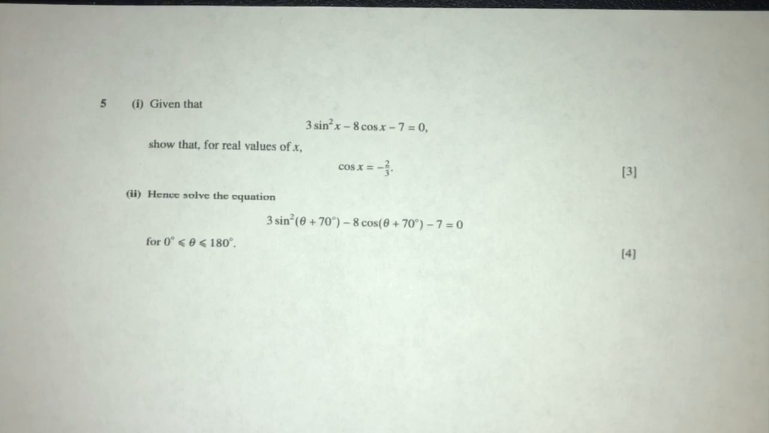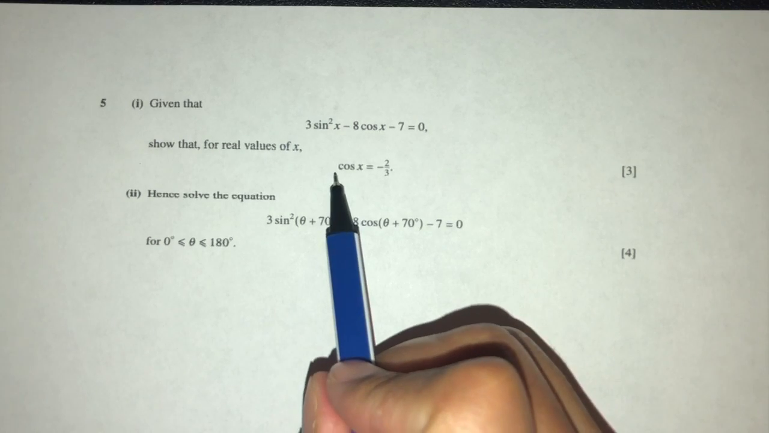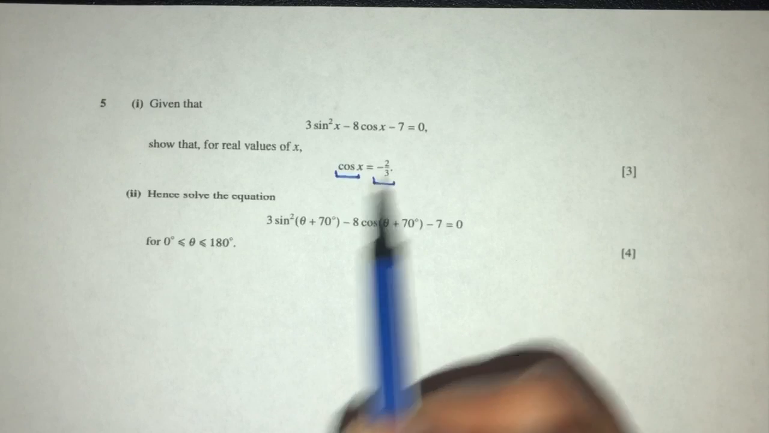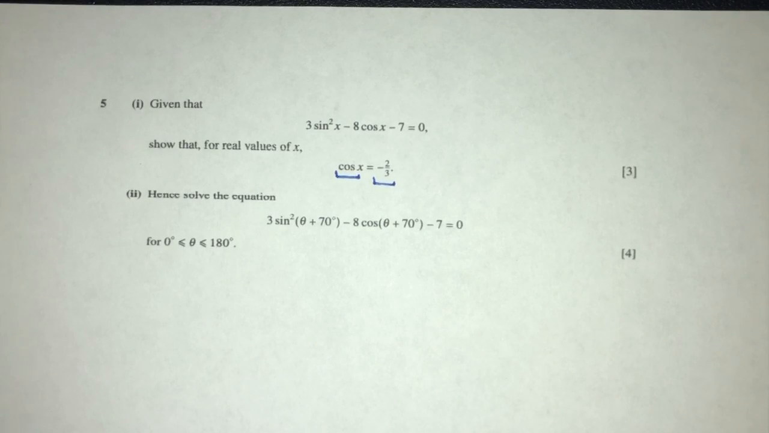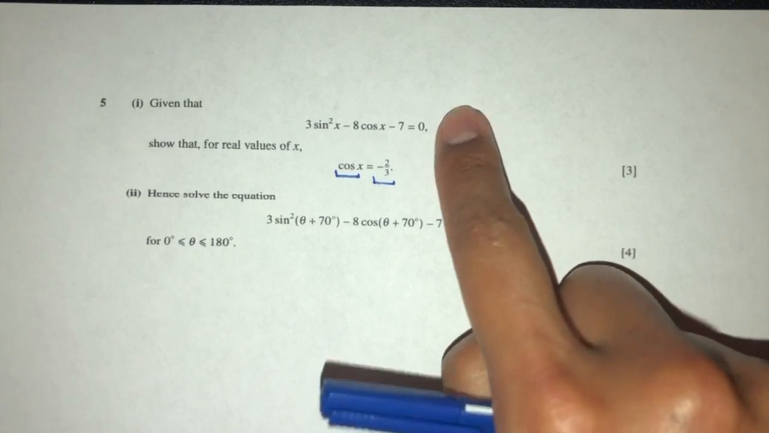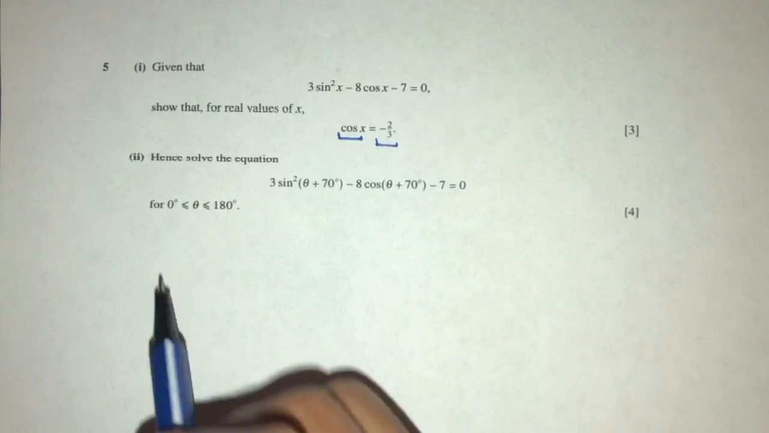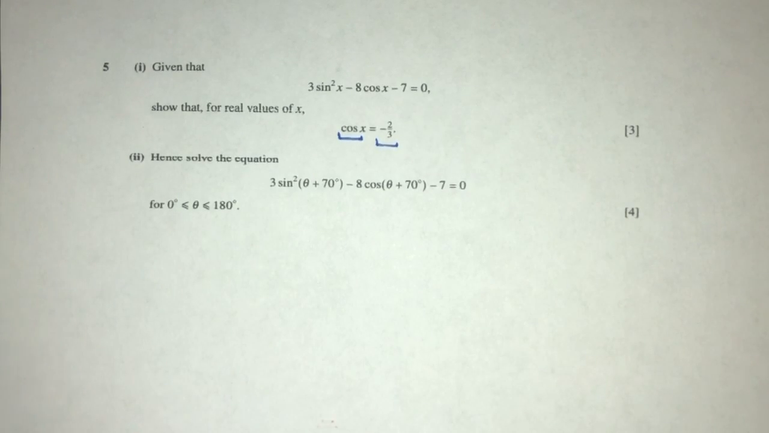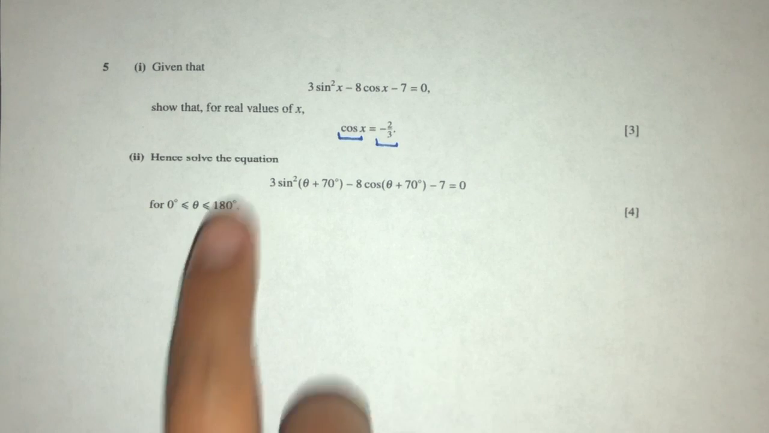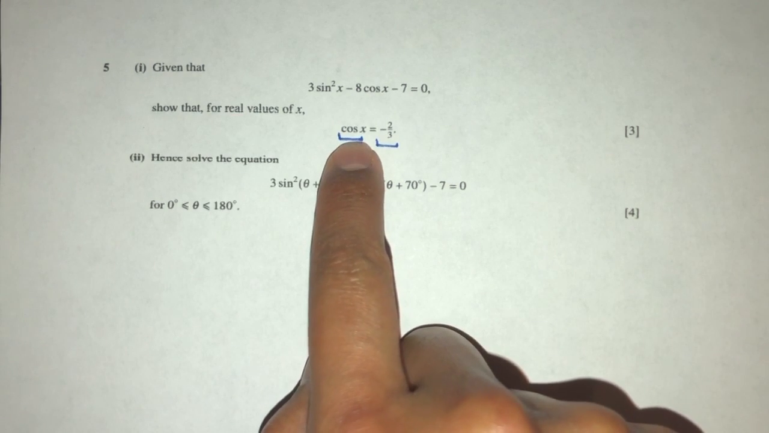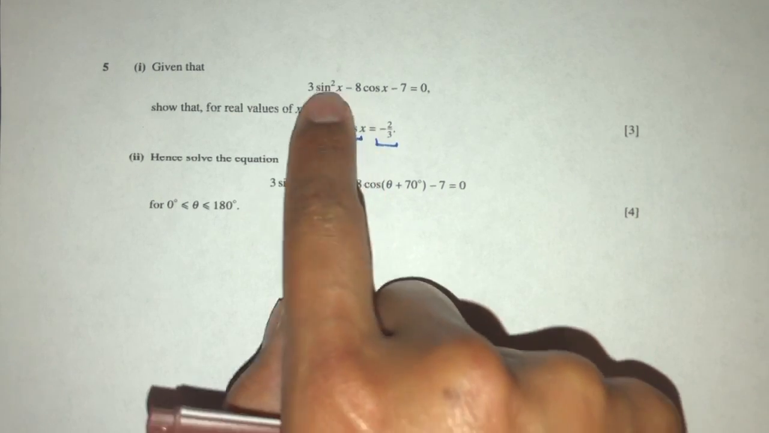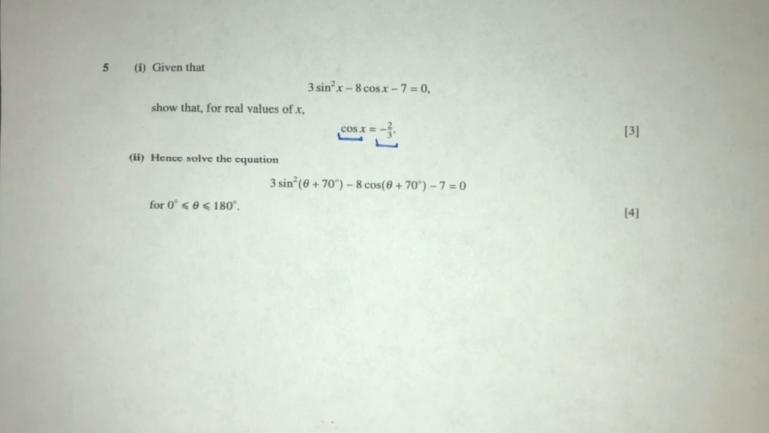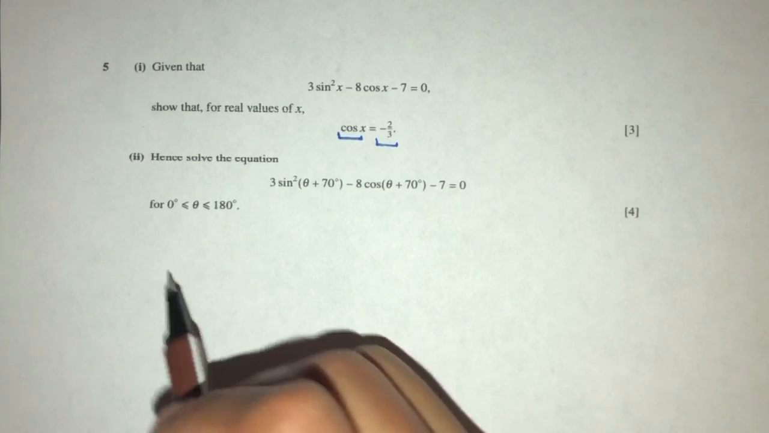So here we have 3 sin squared x minus 8 cos x minus 7 equal to 0. So we have to show for the real values of x, we have this. So I guess we have to first try to solve the equation above. So let's try this. Because we have to realize something: in the end, we have cos here, so which means we have to change the sine to cos, right? Because at the end we only deal with cos.